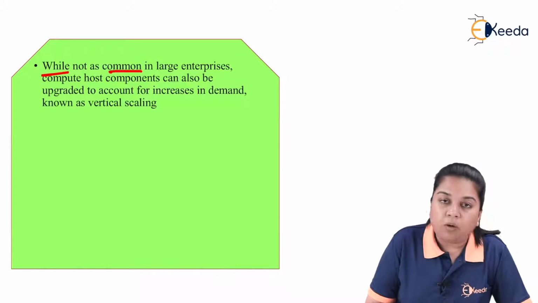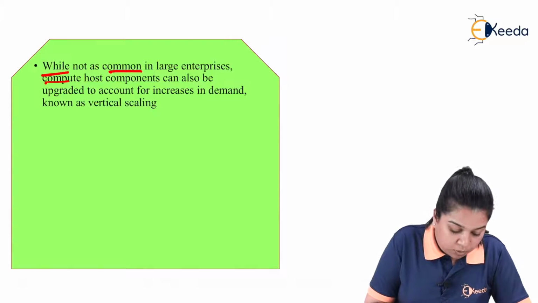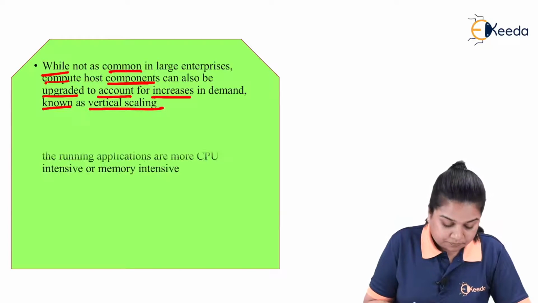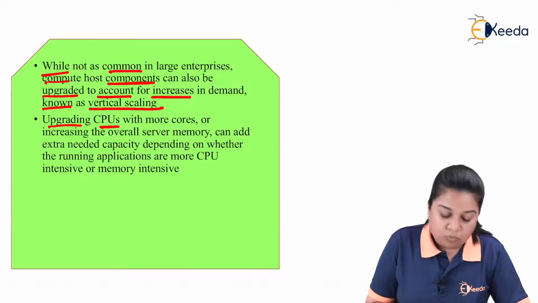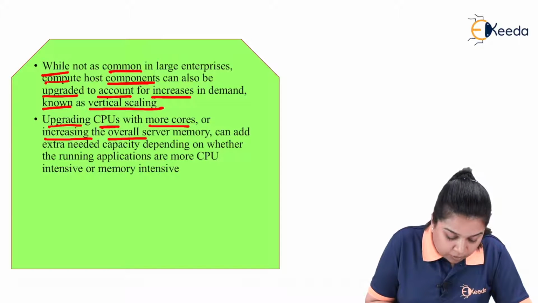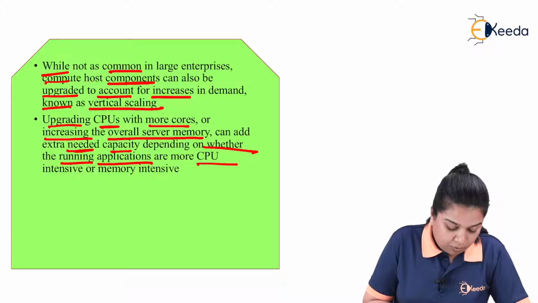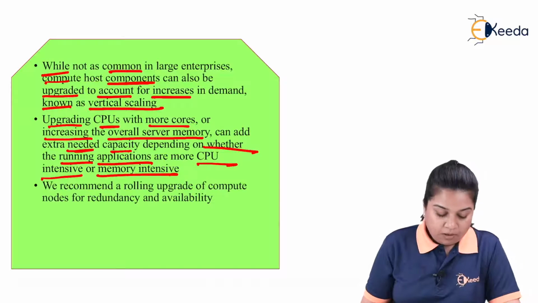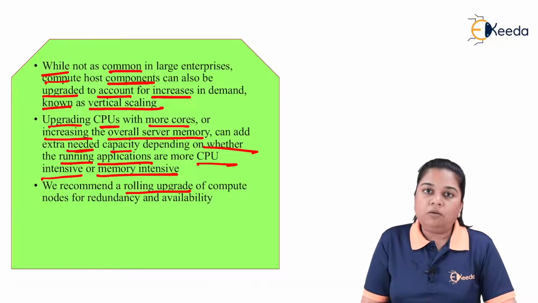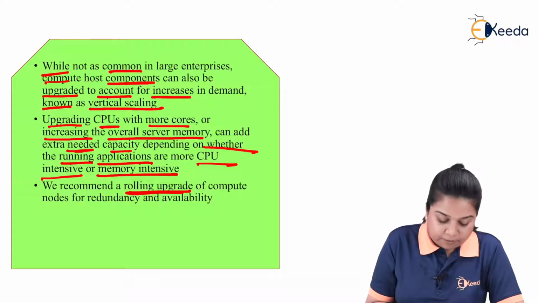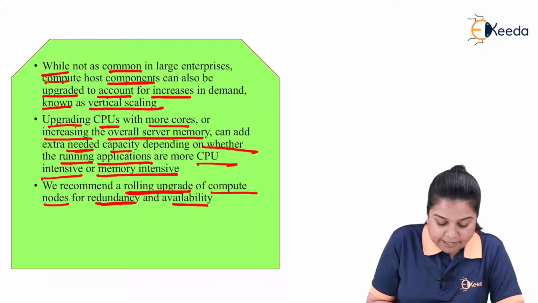Then, while not as common in large enterprises, compute host components can also be upgraded to account for increases in demand, known as vertical scaling. Upgrading CPUs with more cores or increasing the overall server memory can add extra needed capacity, depending on whether the running applications are more CPU intensive or memory intensive. We recommend a rolling upgrade. So here, in OpenStack cloud architecture, a rolling upgrade of compute nodes is recommended for redundancy and availability.